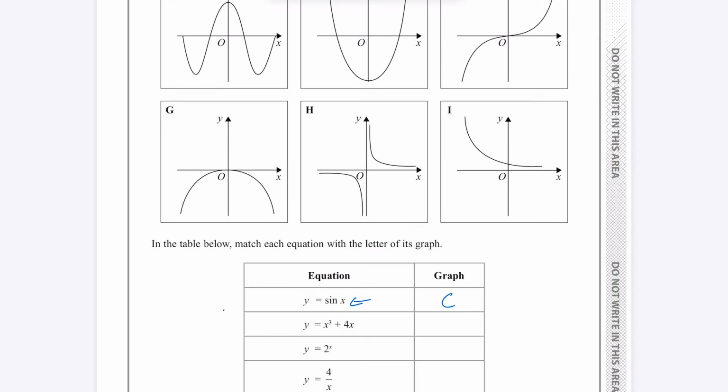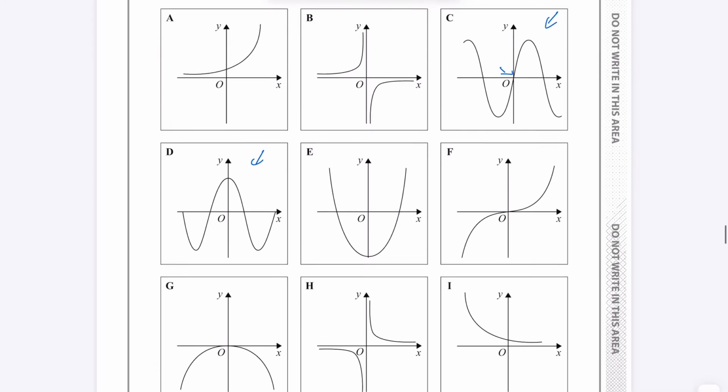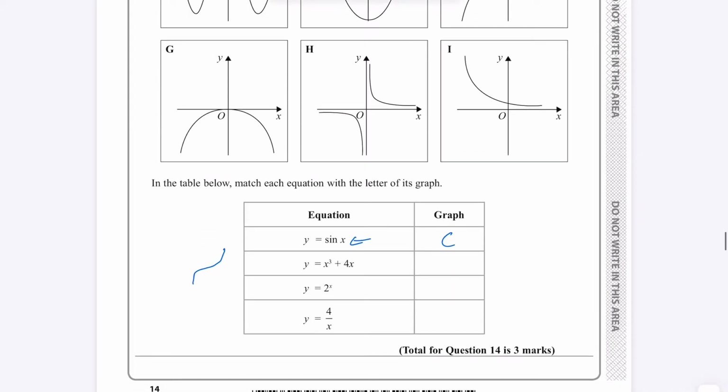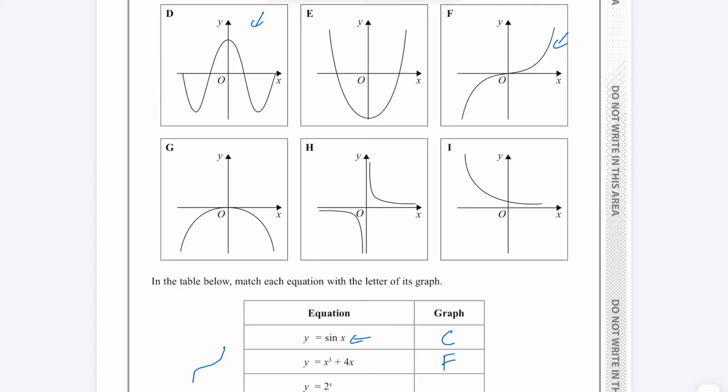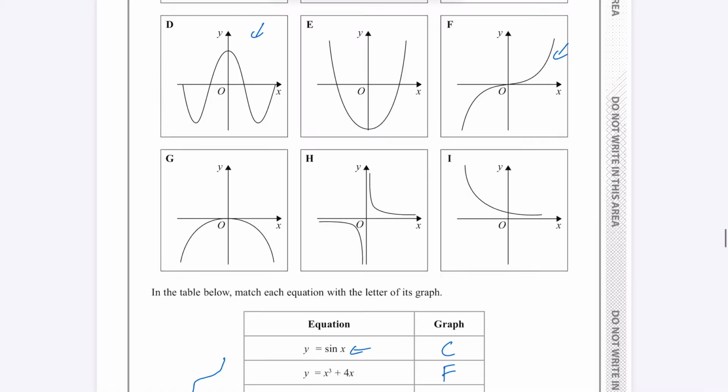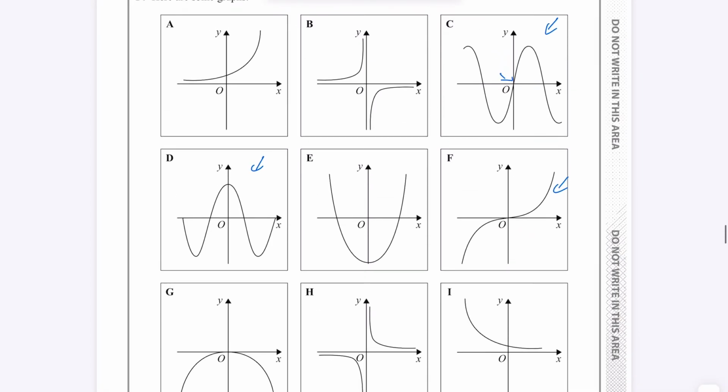Now cubic graphs, you should know, look like this. So if you look up here, does any graph look like that? And that's that one there. So that is going to be F. 2 to the power of x, that graph is going to be that one there.